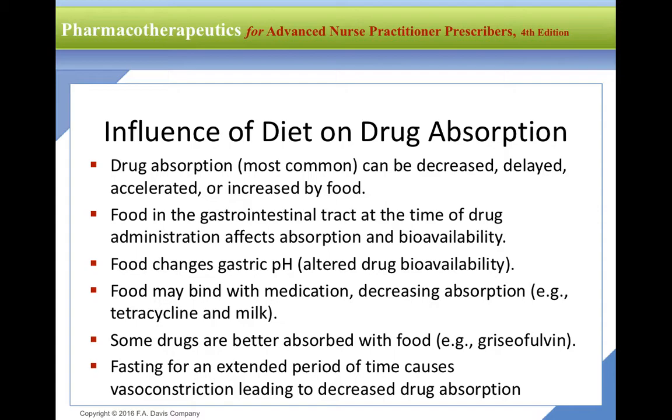So those are ones to keep in mind, or to maybe create yourself a little cheat that, you got to tell the patient to take them with breakfast and dinner, not just with a snack. And even fasting for extended period of time causes vasoconstriction, leading to decreased drug absorption.